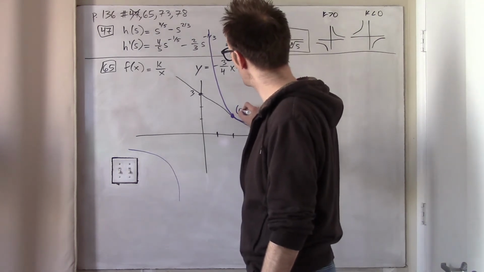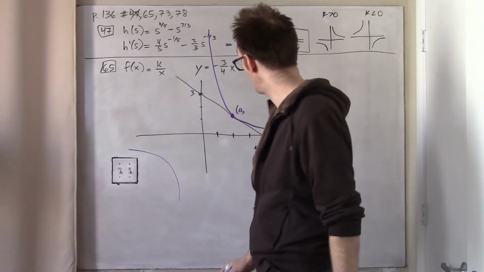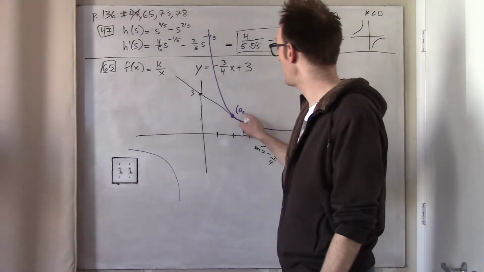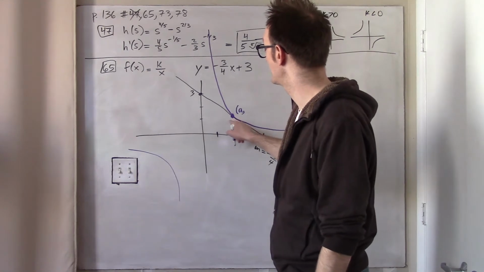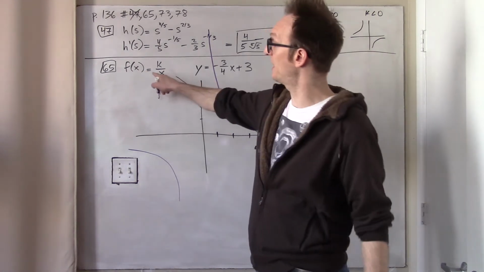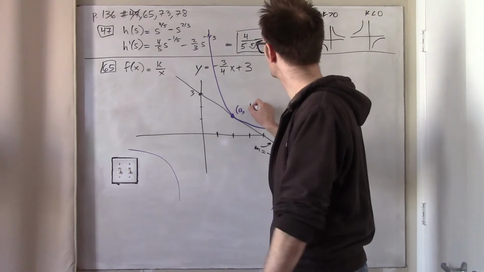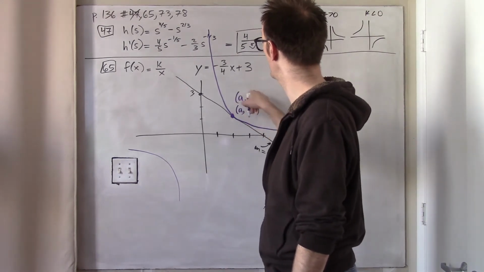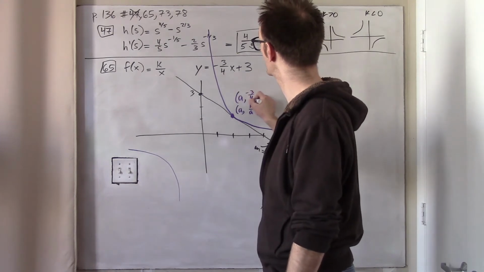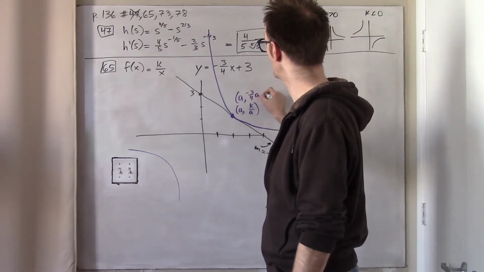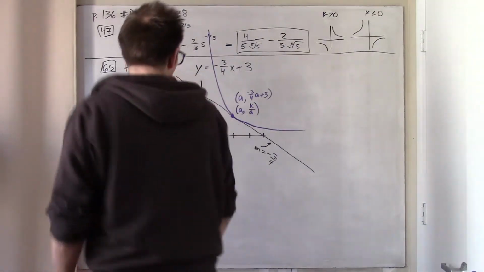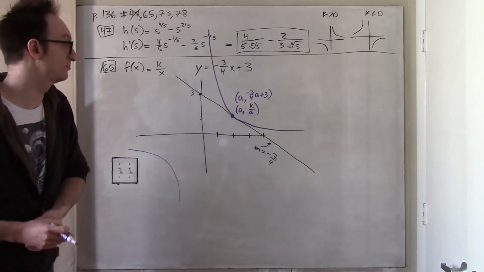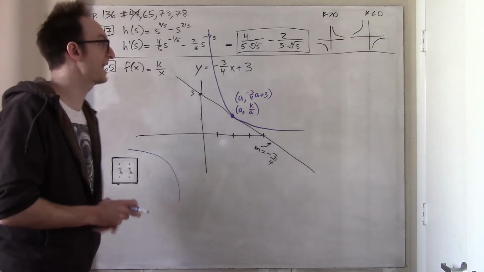So let me give it a name so that I may reason about it. And here we sort of repeat the logic from the previous class. If this x value is a, the y value, because it's a point on the curve k over x, is k over a. But also this y value is negative 3/4 a plus 3. In other words, this point where the line is tangent to the curve is a point that is on both the line and the curve.